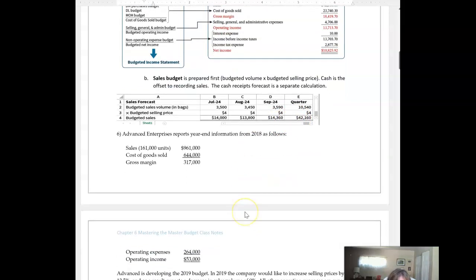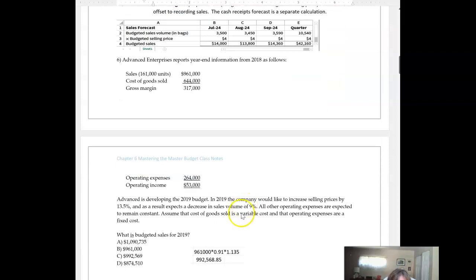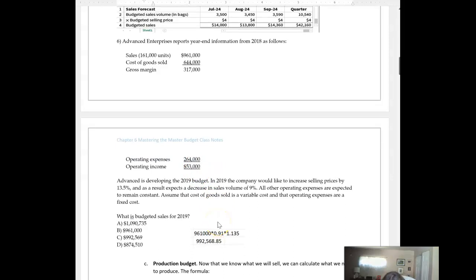Okay, so let's take a look at one multiple choice question here. This Advanced Enterprises reports year-end information as follows. They give us sales and cost of goods sold and gross margin, less operating expenses is operating income. And they're looking at the 2019 budget. In 2019, the company would like to increase selling prices by 13.5%, but they expect a decrease in sales volume of 9%. Okay, everything else is expected to remain constant, and variable cost or cost of goods sold is considered all variable. But the question is only asking for budgeted sales.